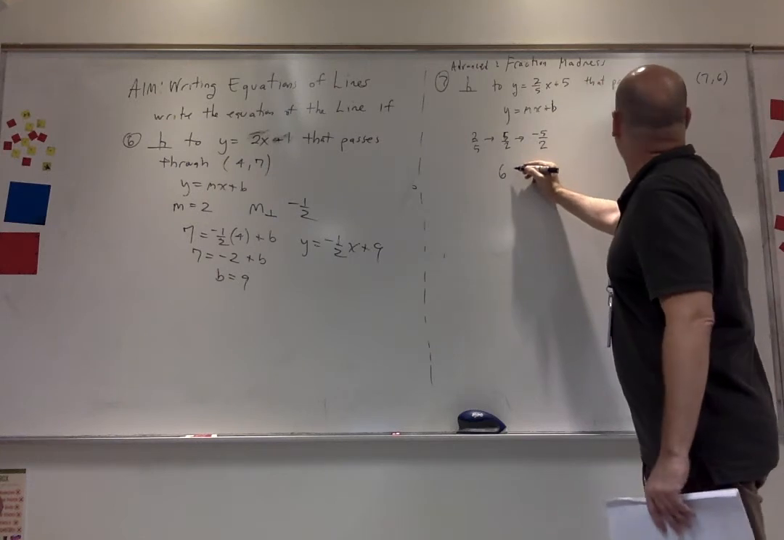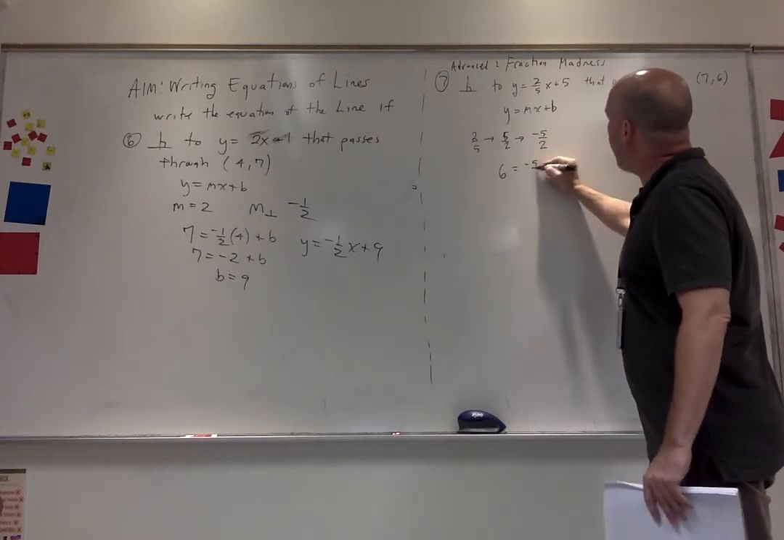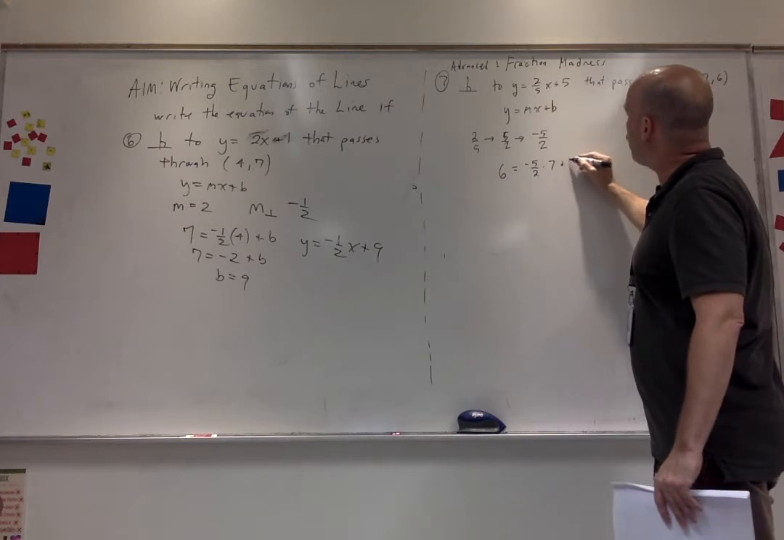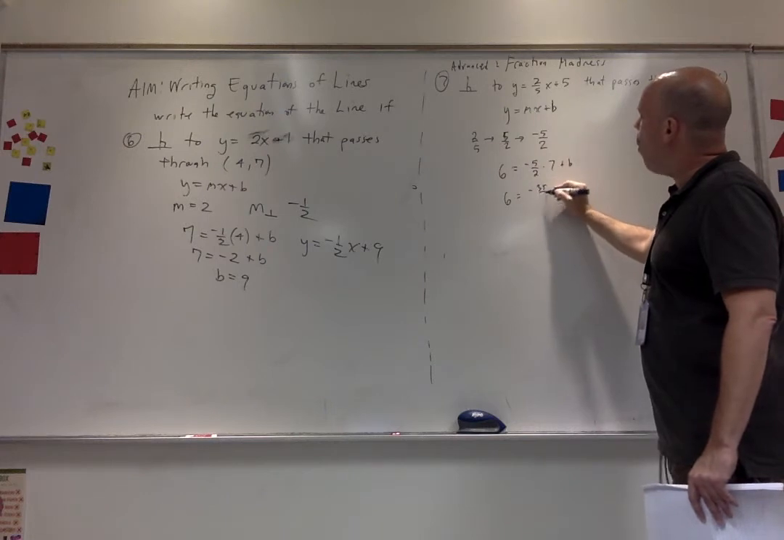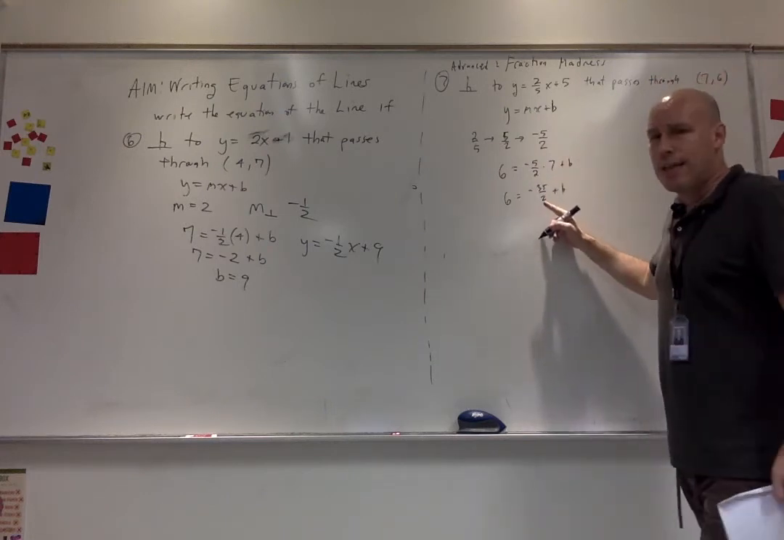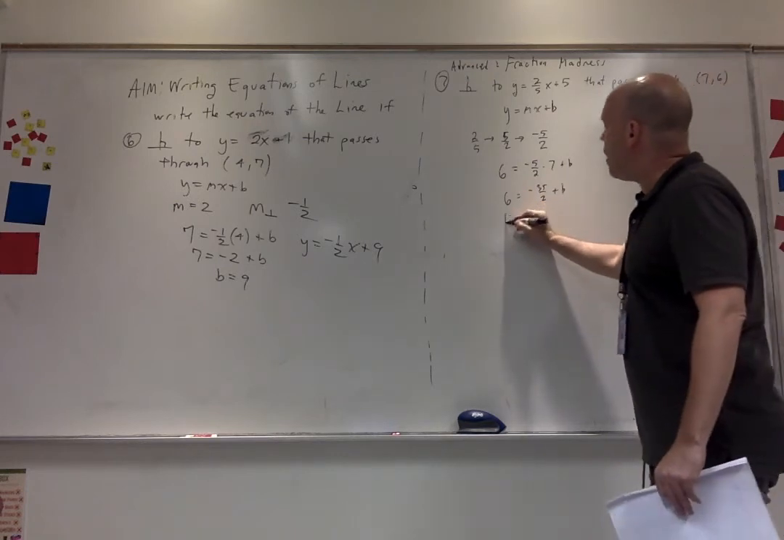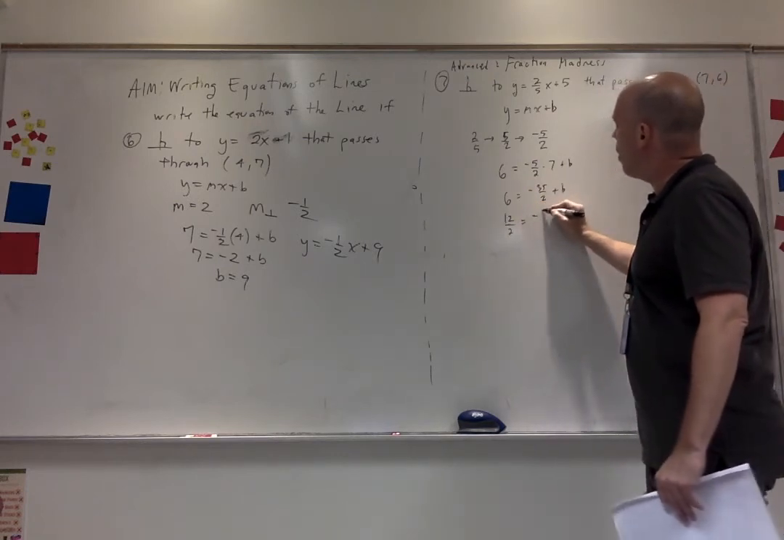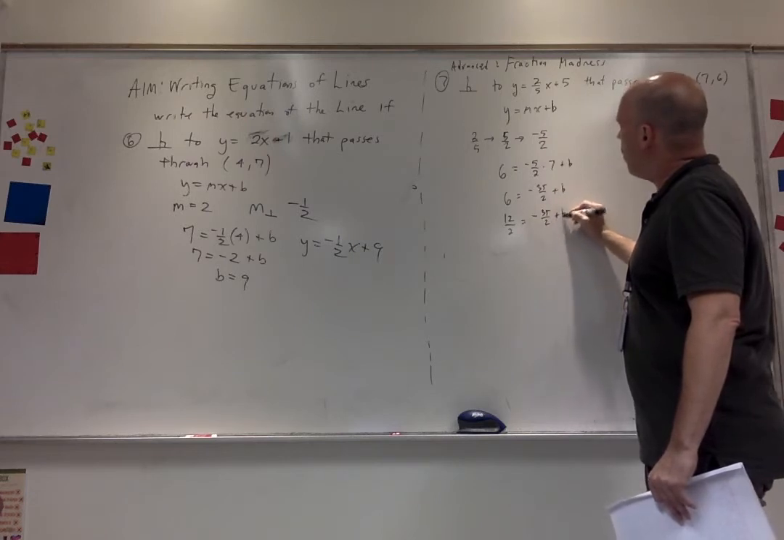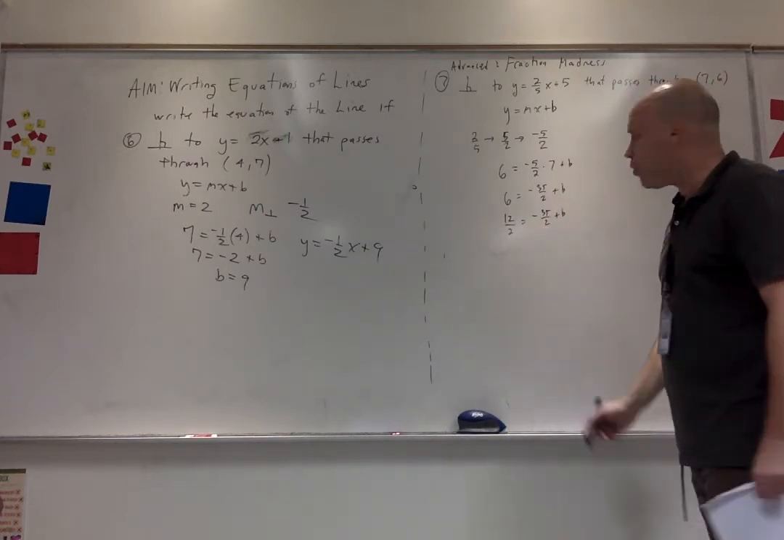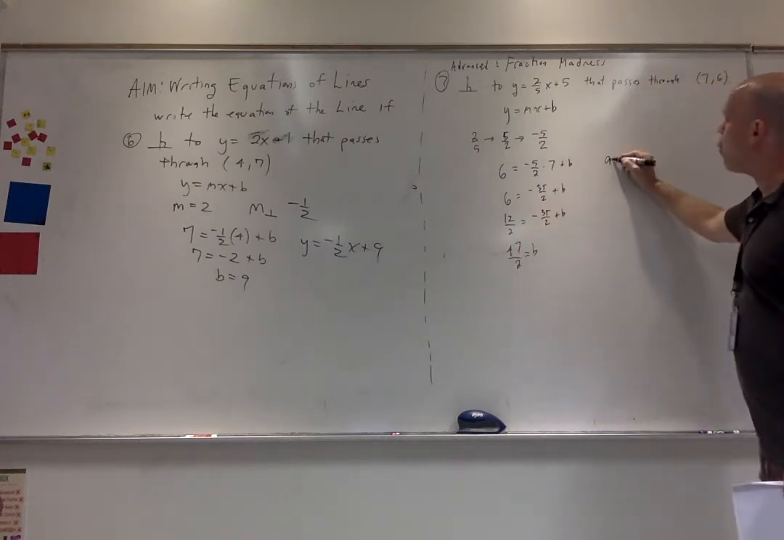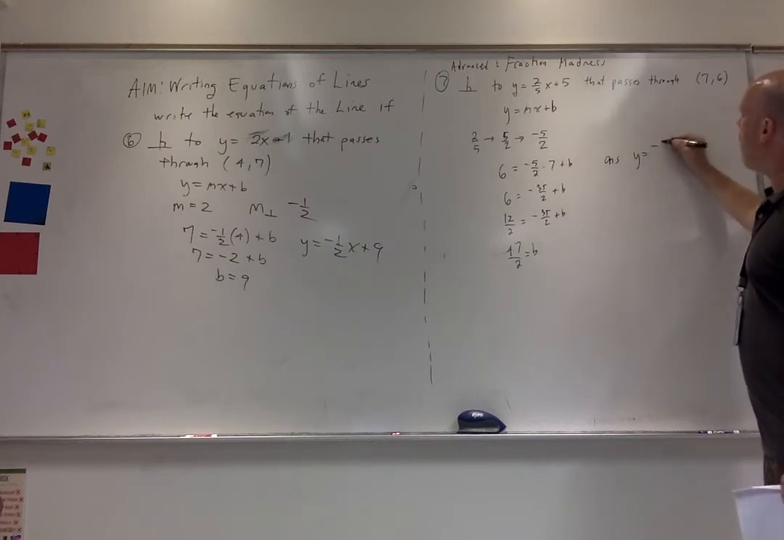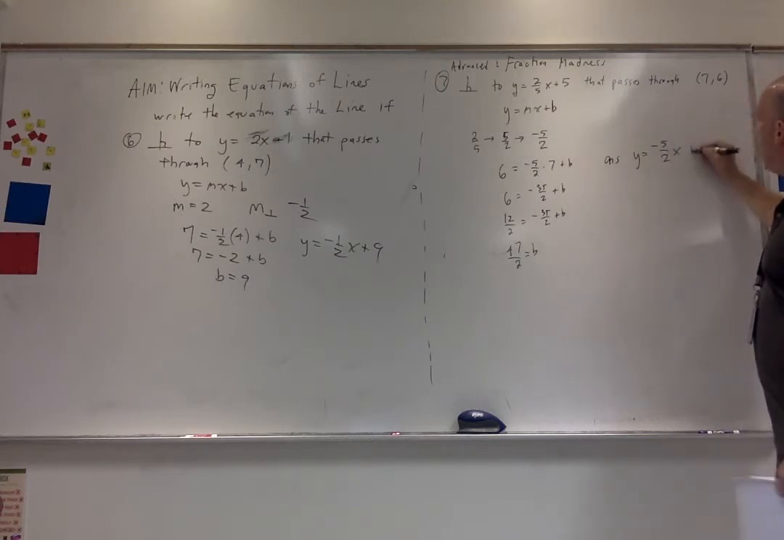So I have 6 equals negative 5 over 2 times 7 plus b. Well, it's 6 equals negative 35 over 2 plus b. You can turn this into decimals, or you can turn the 6 into a fraction, and then just add 35 over 2 to both sides, and I have 47 over 2 equals b. Final answer is y equals negative 5 over 2 x plus 47 over 2.